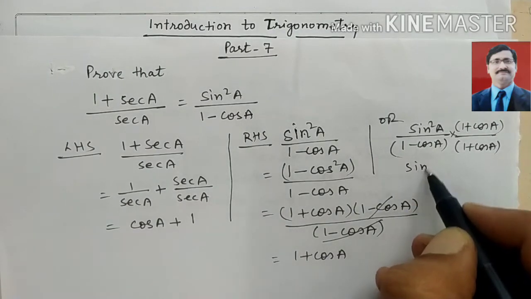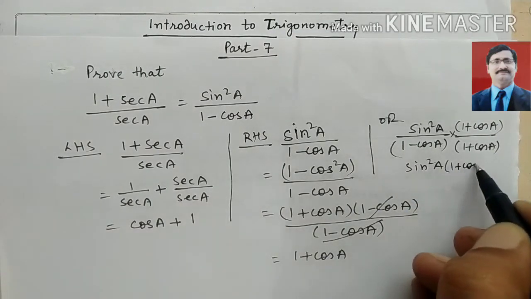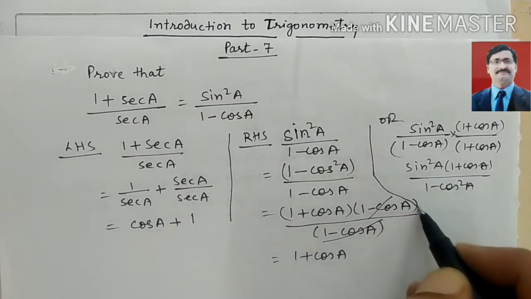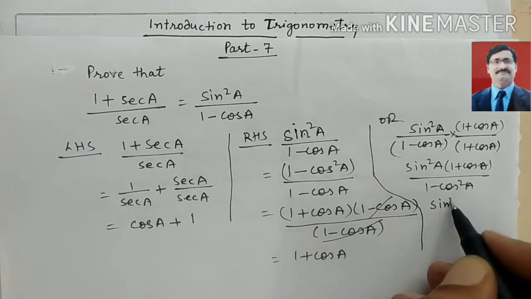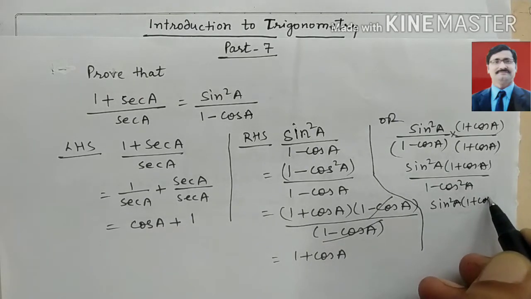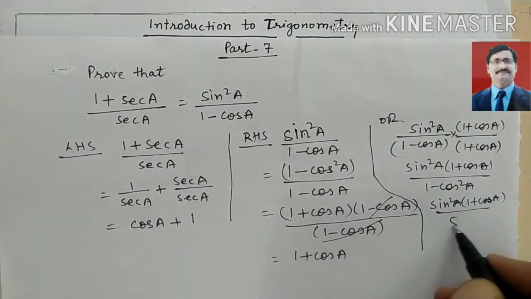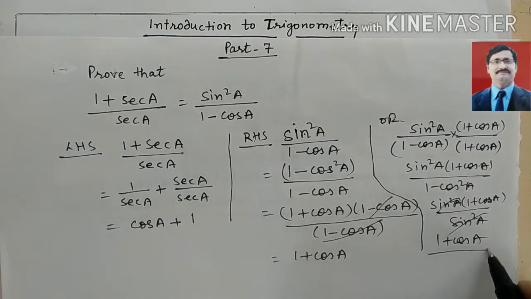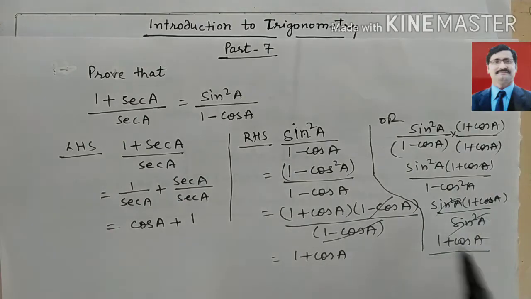Look here, you get sin² a times (1 + cos a) in the numerator, and in the denominator you get 1 − cos² a, and 1 − cos² a you can write as sin² a. Okay, (1 + cos a) sin² a upon sin² a, sin² cancels, and you get 1 + cos a. So for the right hand side I gave you two methods, you can use any method, both are simple. So this is a very simple solution.